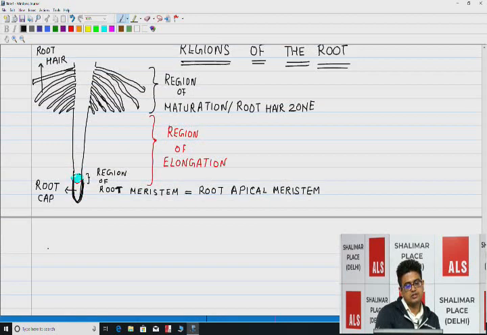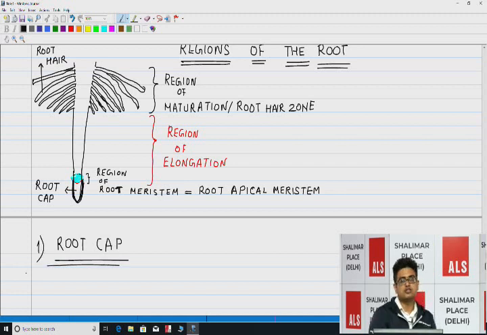First of all, we'll start from the root cap. So why do we need the root cap? What is the function of the root cap? We need to discuss this first of all. So what is the root cap? Root cap is a helmet shaped structure formed of those cells which are hard and resistant to the soil particles.